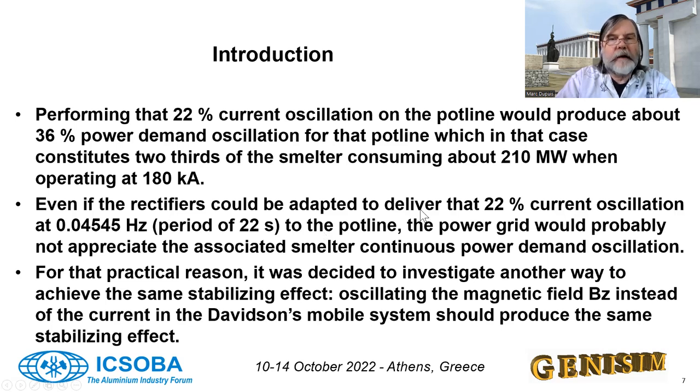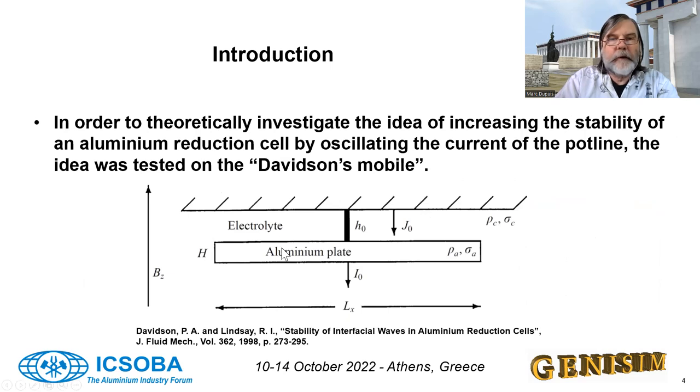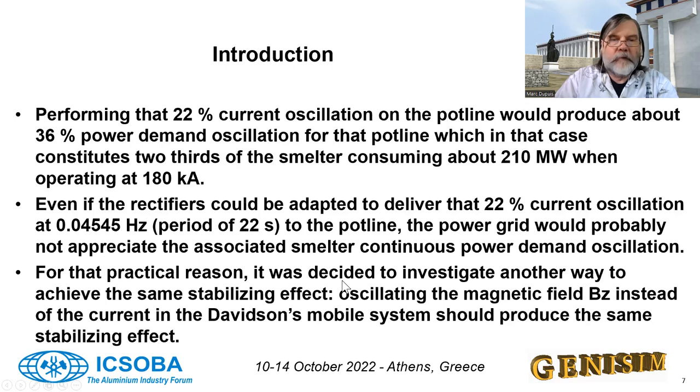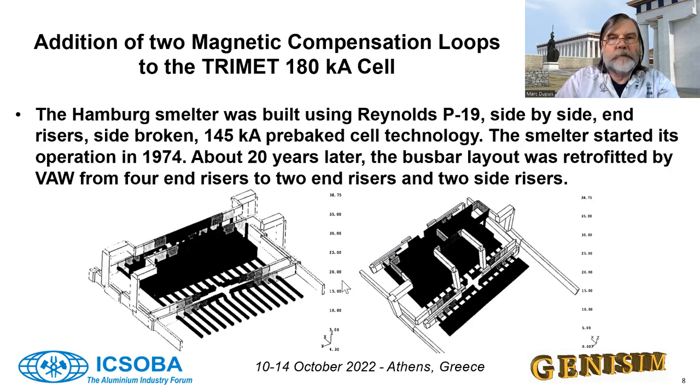And that's why we had the idea of testing another approach. Instead of oscillating the current of the pot line, we speculated that if you go back to the pendulum or the mobile, instead of oscillating the current, we can oscillate the magnetic field. That will also create an oscillation in the Lorentz force. But this time, it's an external magnetic field that you want to oscillate, keeping the pot line current the same. And that was the idea that was being tested now.